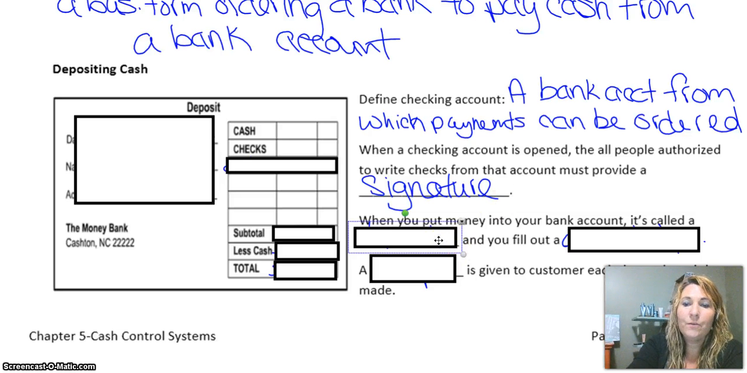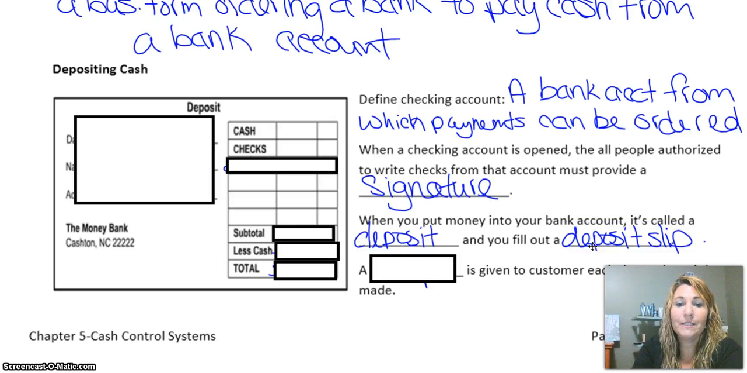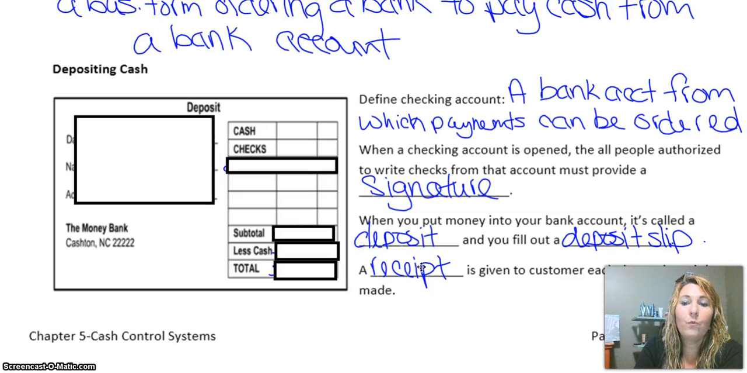When you put money in your bank account, it's going to be called a deposit, and you will fill out a deposit slip. After you've made your deposit, a receipt is given to the customer. So that way you have a record of what was deposited into the bank account.